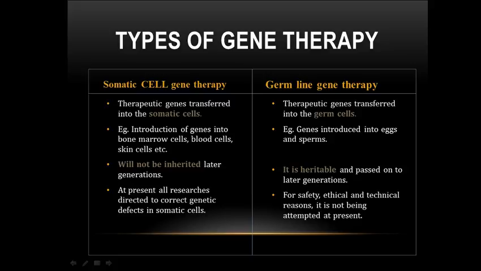Germline gene therapy is where therapeutic genes are transferred into the germ cell. Examples are genes introduced into eggs and sperms. It is heritable and passed on to later generations. For safety, ethical and technical reasons, it is not being attempted at present.